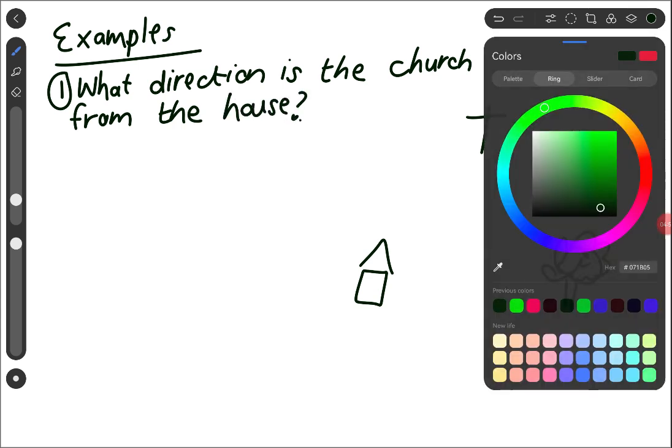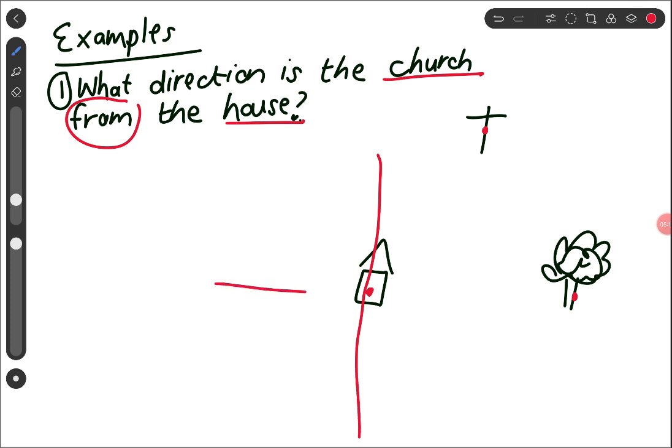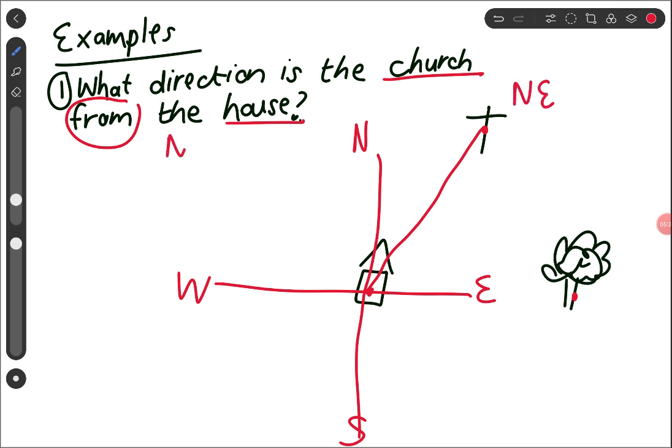Right, so we have the church, and we have the house. Now let's say we make this the points we are working from. They ask from the house, so we are going to work from the house. We have north, east, south and west. Then we see from the house to the church, it's north, east. So your answer will be north, east.